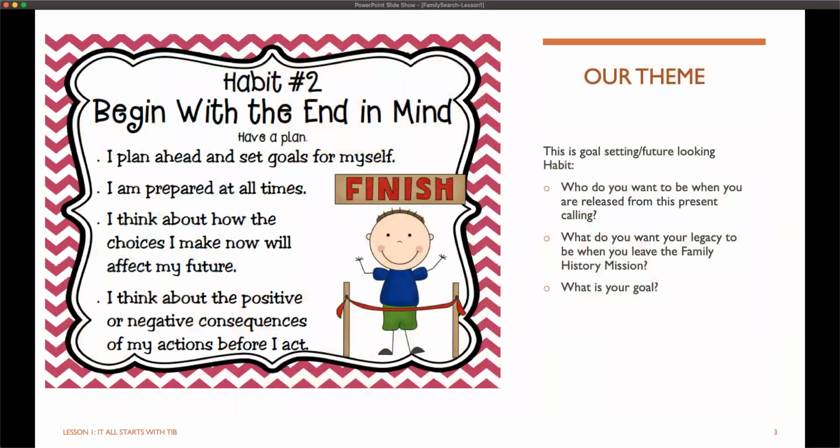As I was looking at preparing this and what should go into it for the first presentation, I kept having this thought of begin with the end in mind. That's Stephen Covey's second habit of highly effective people. And I created the slide, I put it in, not really knowing why it was there.